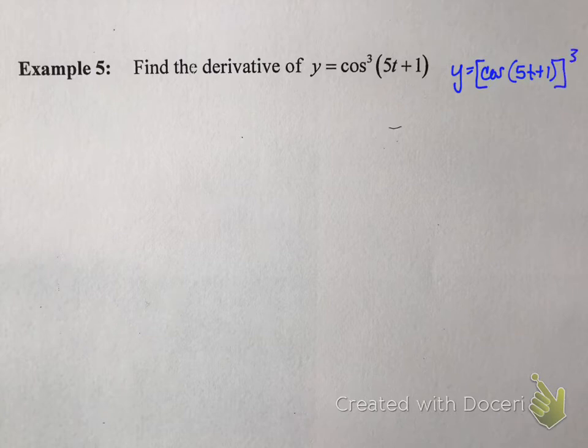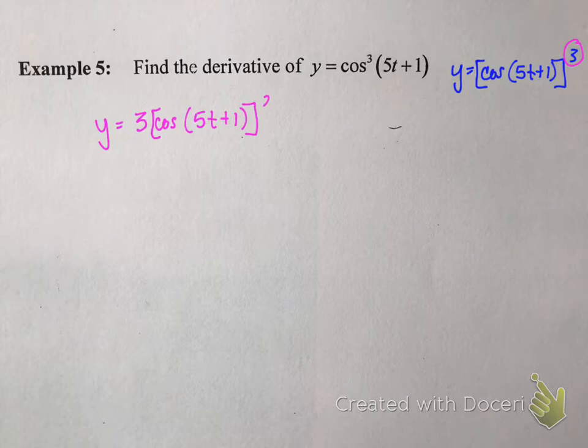So if I do that, I'm going to have to use the chain rule actually 3 times because I'm going to have to take care of the outside function first, which is this. So let's go ahead and do this. So we get y prime equals 3 times cosine of 5t plus 1 to the 2nd power. Okay, so that's taking care of the outside first. Now I have to work my way in on the inside.